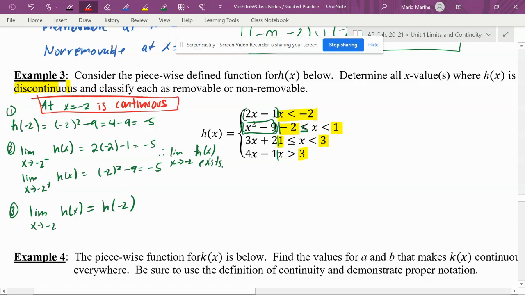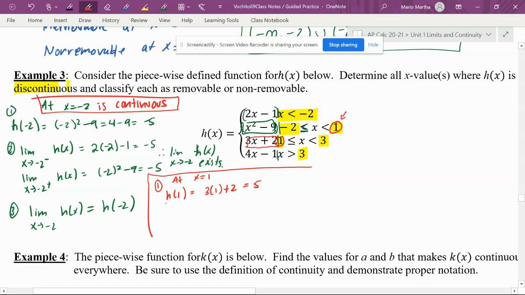Now, let's look at our next endpoint, which is at 1. So I'm going to continue down here. First, let's see where the function is defined. At x equals 1, which is the next jump on the piecewise function, h of 1 would be equal to, in this case, the bottom function, 3x plus 2. So that would be 3 times 1 plus 2, which is 5.